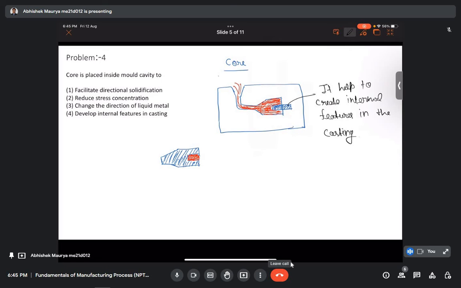So let's try to see the options. They are basically trying to ask what the purpose of the core inside the cavity is. The first one is facilitated directional solidification. So what is directional solidification? I will quickly try to explain.